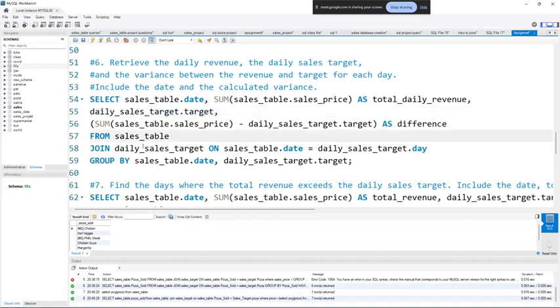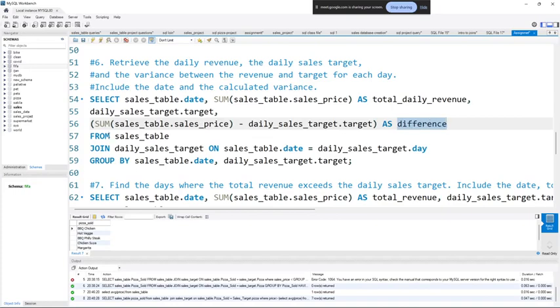So now, what will I do? I'll just open a bracket. This one, that is sum of sales price, look at it here. Variance, that is minus this one here. Minus what? This one here. And I want you to name it as difference. That is, when you are bringing out your response, the answer for this column, I want you to put it as what? Difference. You can name it as anything you want.